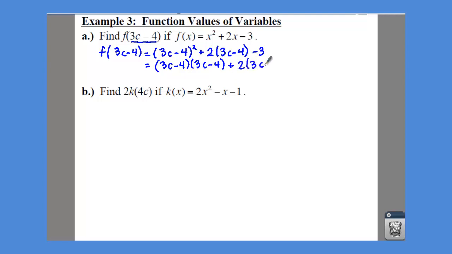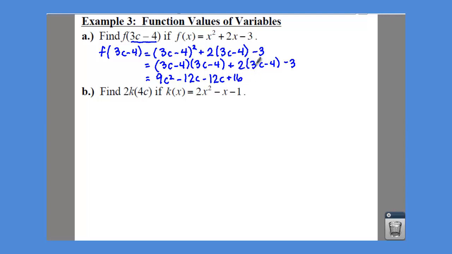And then we're going to go ahead and distribute like we usually do. So do not just square the 3c and your 4. You have to write it out twice, so we're going to have to FOIL. So we're going to take 3c times a 3c, which is a 9c squared. 3c times a negative 4, which is a negative 12c. Negative 4 times a 3c, which is a negative 12c. Plus 16, because we get negative 4 times negative 4.